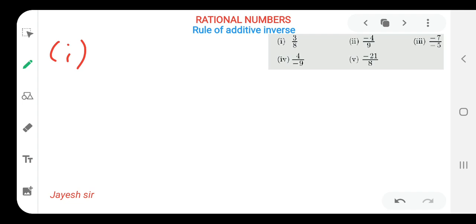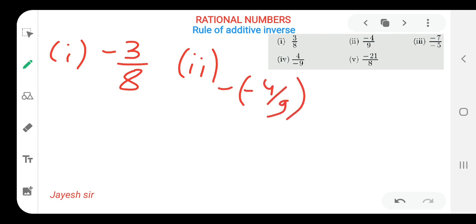We just have to add a minus sign, so our answer is minus 3 by 8. Similarly, the second one is minus 4 by 9. We add a minus sign to minus 4 by 9 as it is, so minus minus becomes plus. Our answer for the second one would be plus 4 by 9.